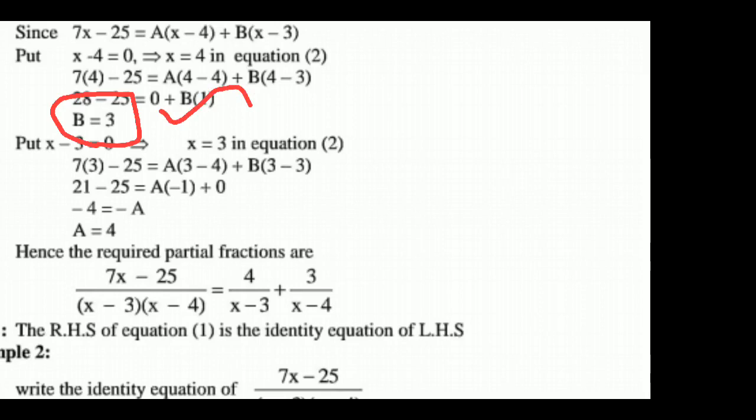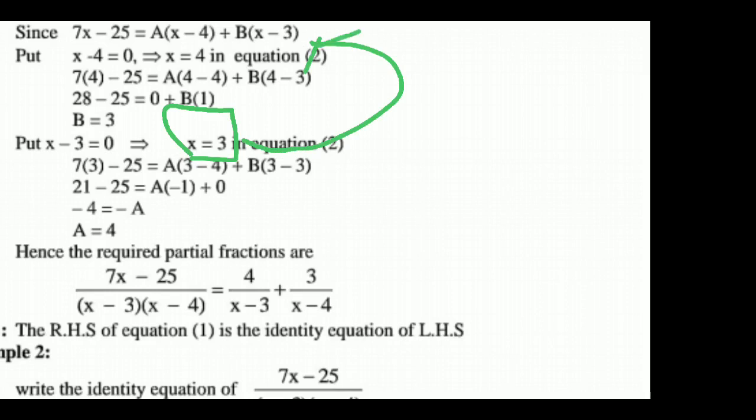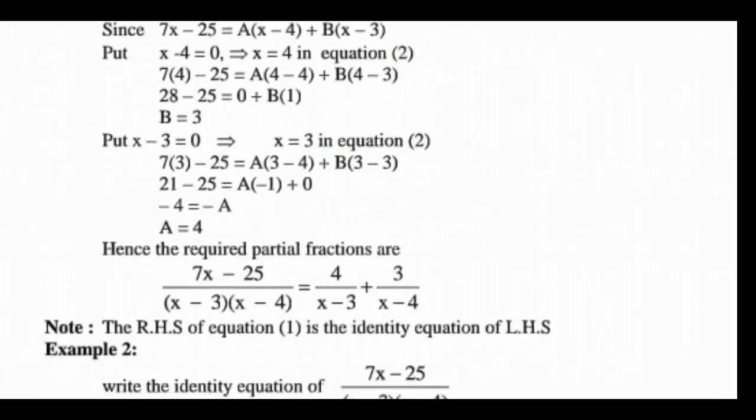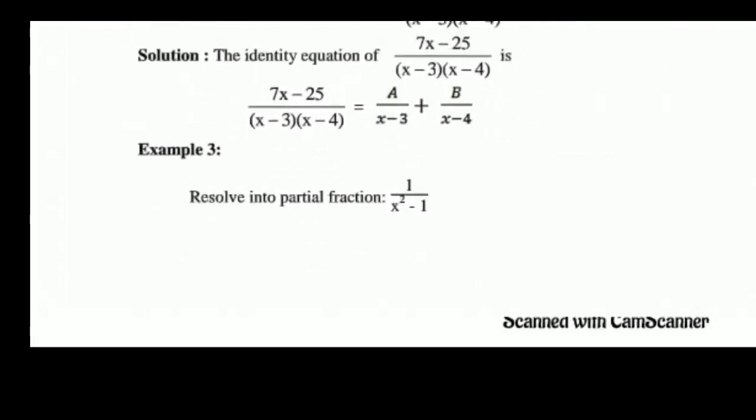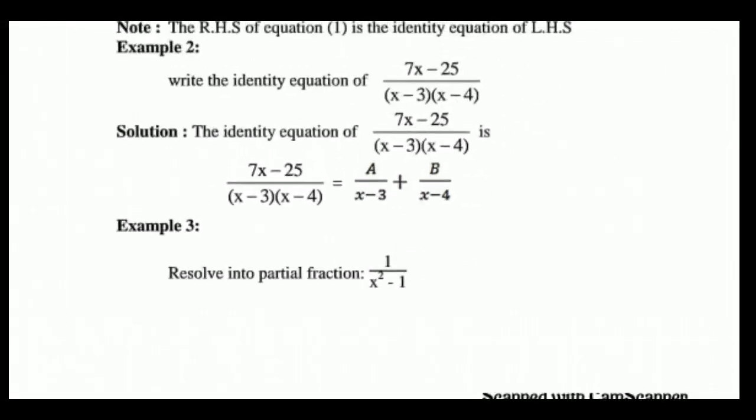Now as I already told, x minus 3 equal to 0. From that, what did you get? x equal to 3. Now substitute x equal to 3 again in equation number 2. Already you have taken this equation number 2, no? In this equation number 2, you substitute x equal to 3. If you substitute x equal to 3, 7 into 3 minus 25 is equal to x minus 1 by x square minus 1.